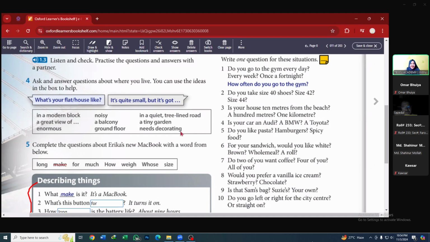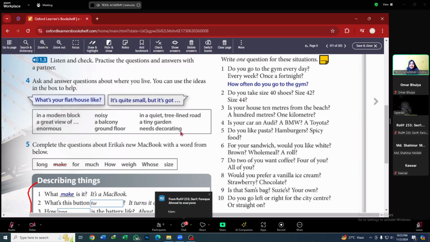Okay. How far is your house from the beach? It's 1 kilometer far from my house. Good. Number 4. Which brand is your car? Good. My car brand is BMW.